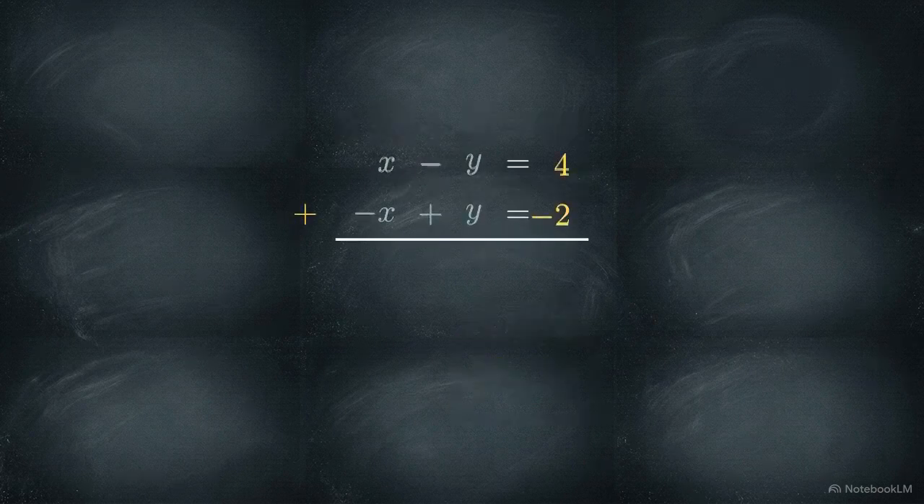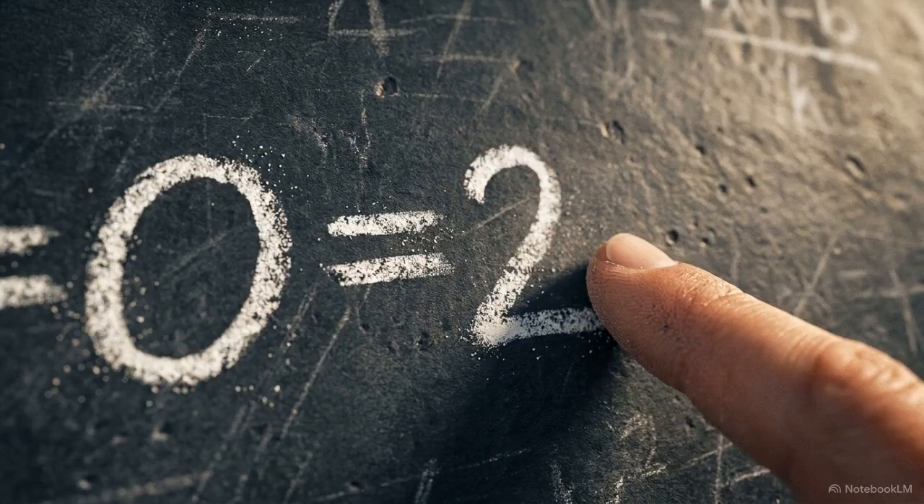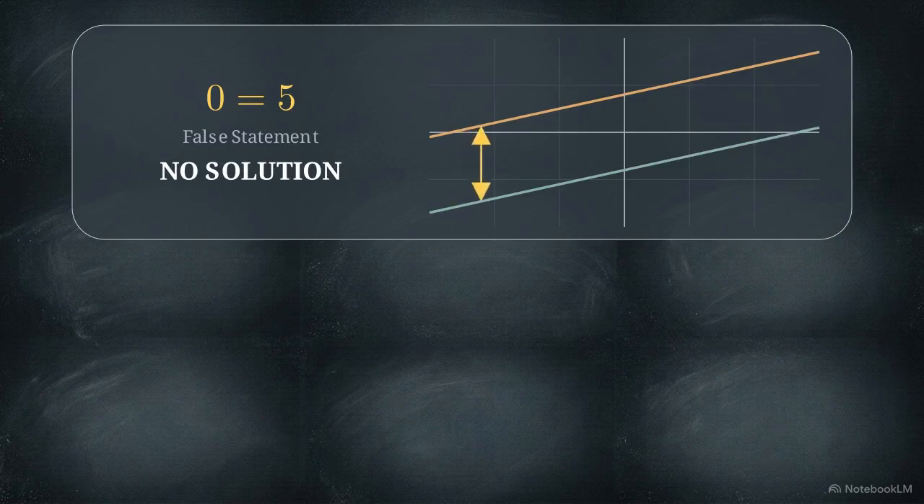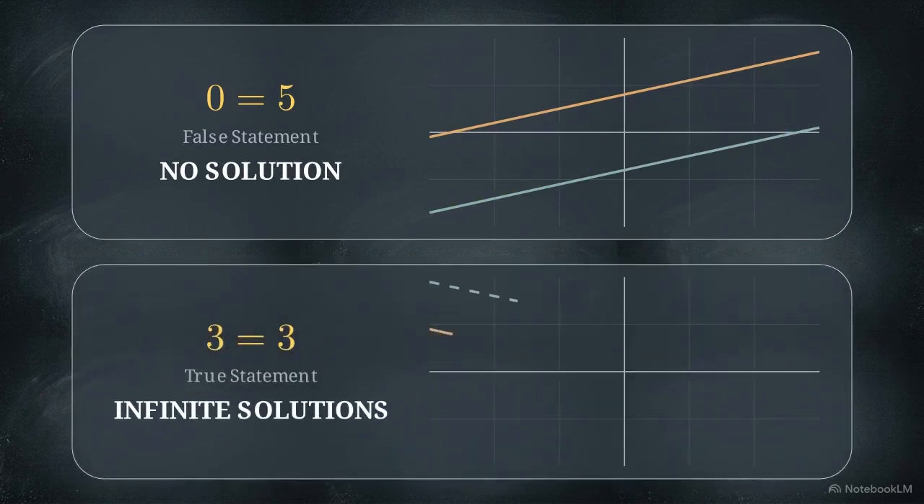Occasionally, you'll run into a system where both variables disappear during the algebra. This isn't a mistake. It tells you something specific about how the lines are positioned. A false statement like 0 equals 5 means no solution. The lines are perfectly parallel and never touch. But a true statement, like 3 equals 3, means infinite solutions. Both equations describe the exact same overlapping line.